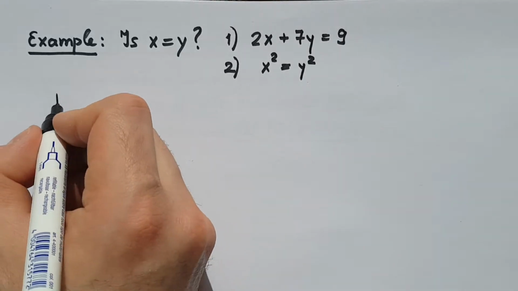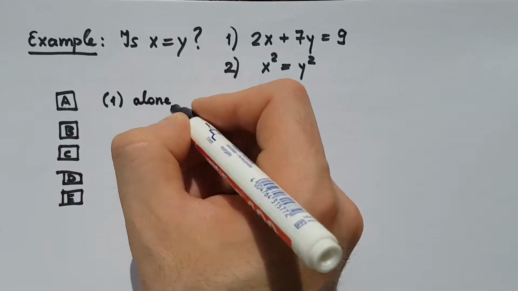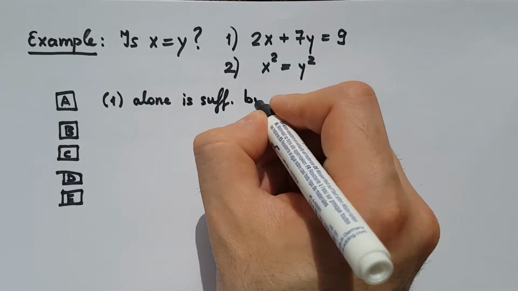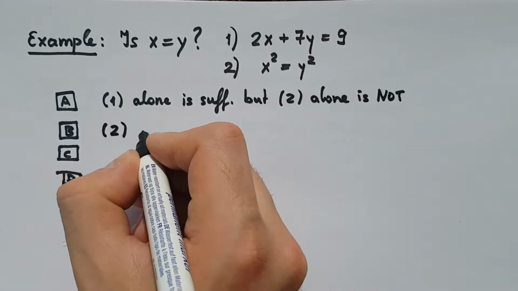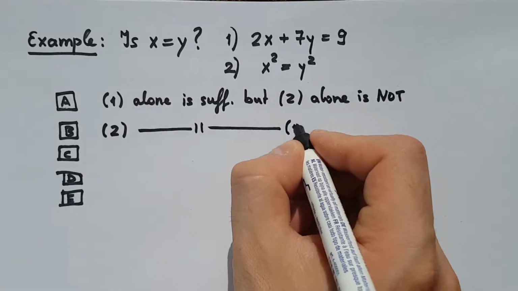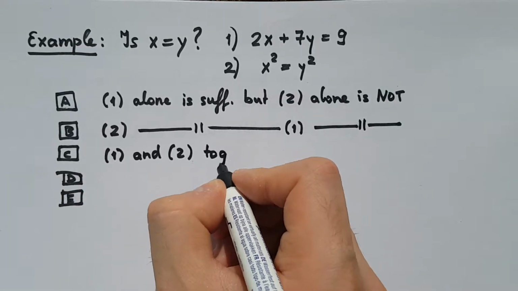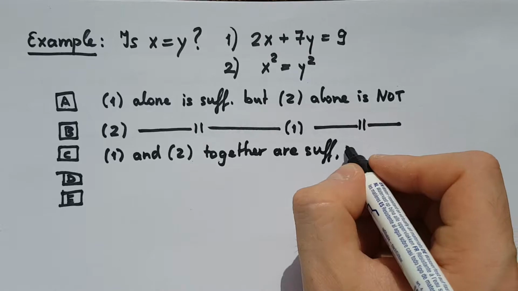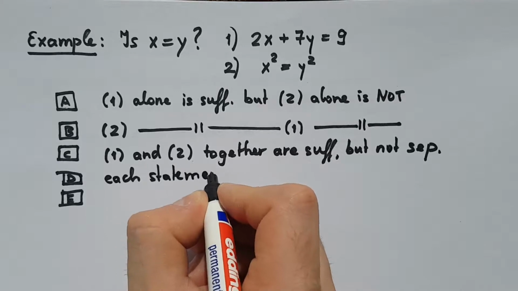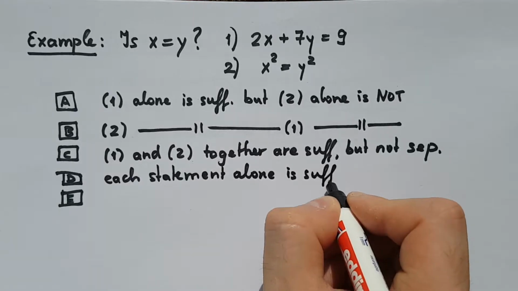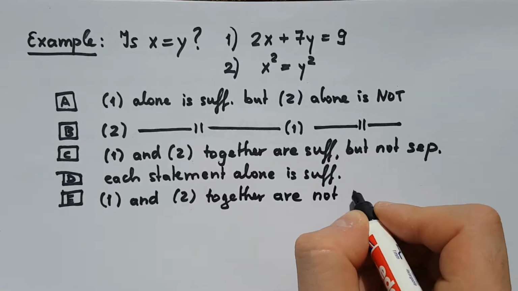All data sufficiency questions have the same 5 choices. The first choice is that statement 1 alone is sufficient, but statement 2 alone is not sufficient to decide if x equals y. Choice B is the same as choice A with 1 and 2 interchanged. Choice C is that statements 1 and 2 together are sufficient, but not separately. Choice D is that each statement alone suffices to decide if x equals y, and the last choice is that neither of the two statements suffices.